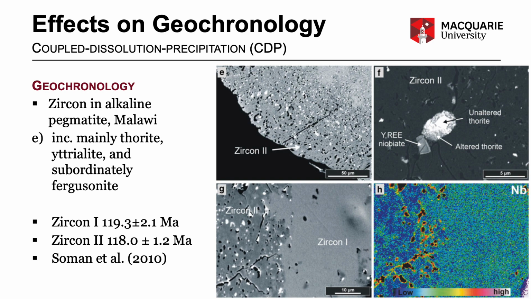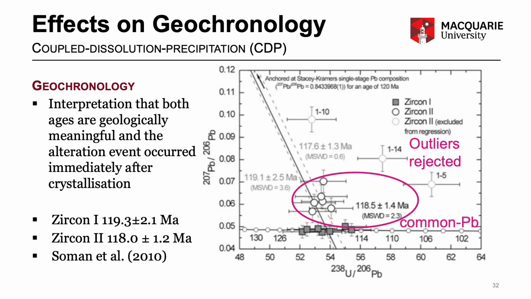In a paper published by Saman et al., they looked at zircon in some pegmatitic rocks, and again this inclusion-rich and porosity-rich zircon 2 is interpreted to form through coupled dissolution precipitation. Here, the ages of zircon 1 and zircon 2 were roughly the same. Nonetheless, in some of their geochemical data, they see some evidence for common lead being incorporated, and they need to reject some outliers in order to make their age interpretation.